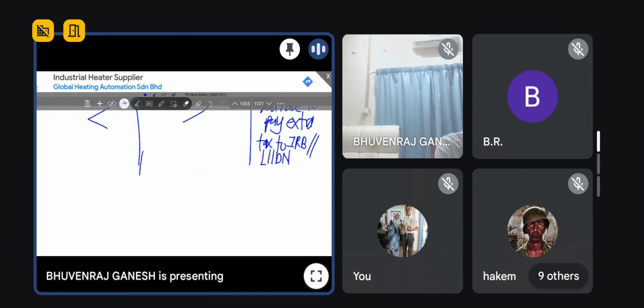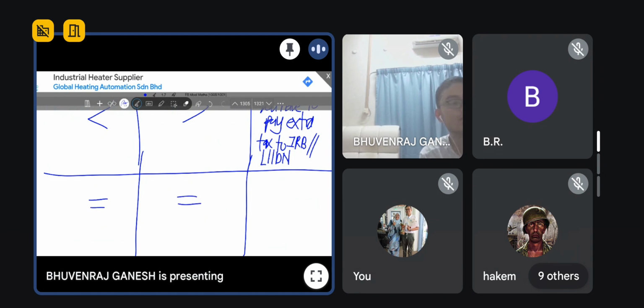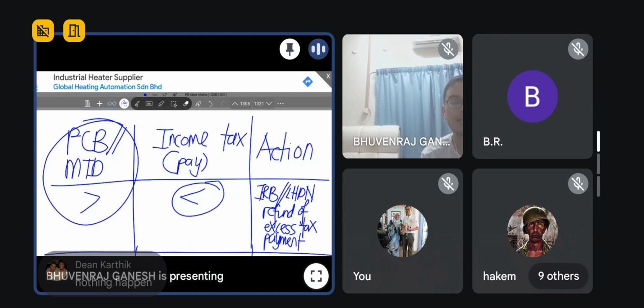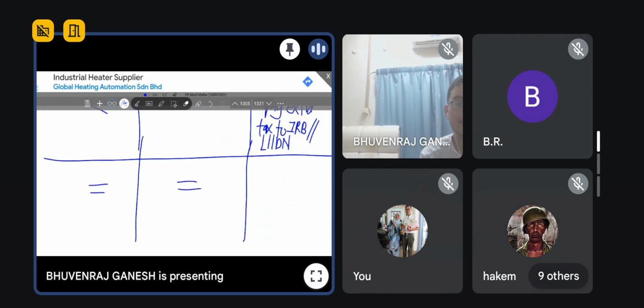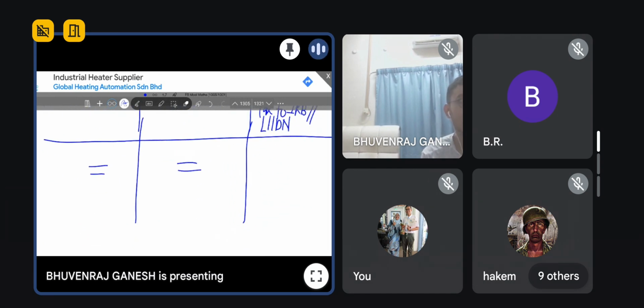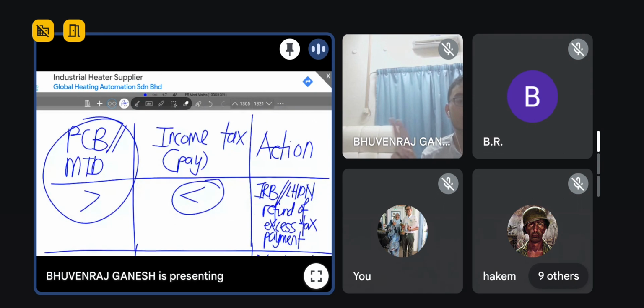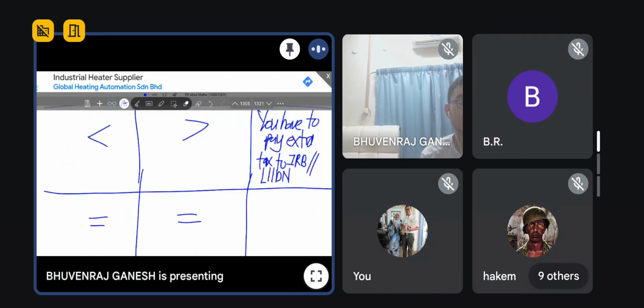Okay, coming. There is the third scenario. You already ahead. Okay, guys. There is a third scenario. Let's say both of these values are equal. Kedua-dua nilai ni sama. What will happen, guys? If PCB equal to income tax, kalau PCB sama dengan cukai. Anyone? The rest, what do you all think is the answer? If the value is equal, kalau nilai sama.